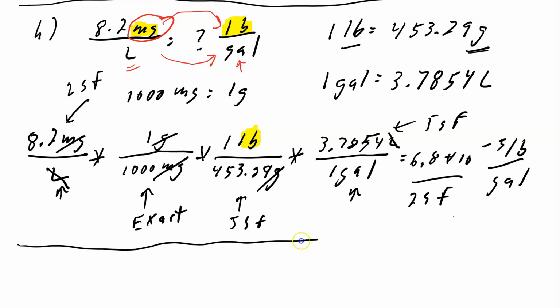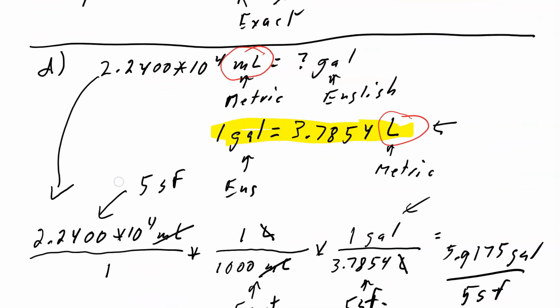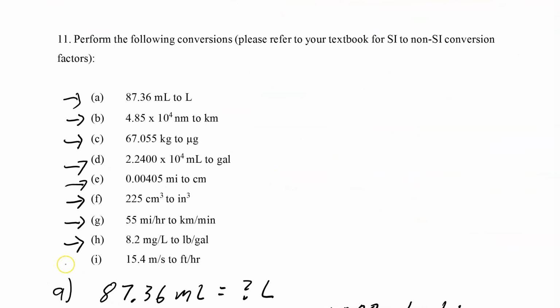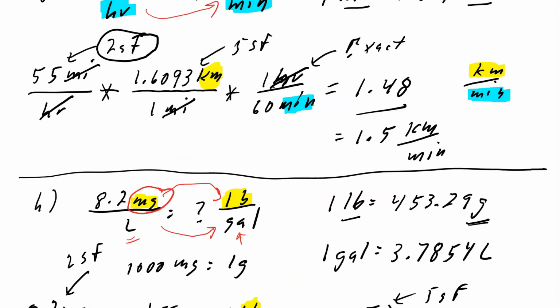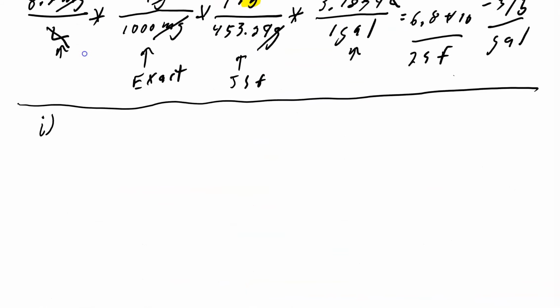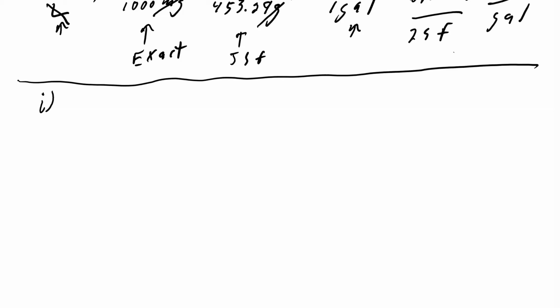Okay, our last conversion in this problem, let's scroll up and see what they're asking for in problem I. They want us to convert 15.4 meters per second to feet per hour. Very similar to a problem we just did, another compound unit, velocity. So we are given, in this case, a velocity of 15.4 meters per second. And they want us to express that velocity in feet per hour.